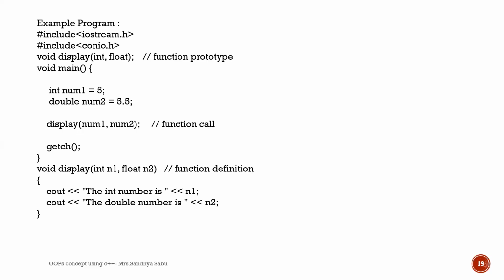Next comes the void main function. In the void main function, we have declared two numbers, int num1 equal to 5 and float num2 equal to 5.5. Now we have called the display function. This is the function call. Usually the function call will be inside the main function. When a function call is identified, the compiler will check where the function definition is mentioned, so it goes to the function definition. In the function definition, we have given the proper values that we are going to use in our program: int n1, and we have mentioned the variable names also, float n2. The process it is going to do is to display, using a cout statement, both the integer and floating point numbers.